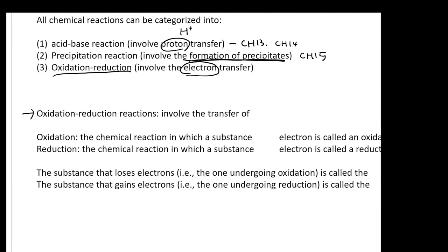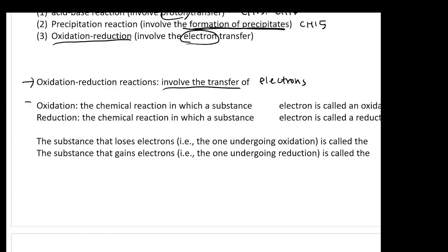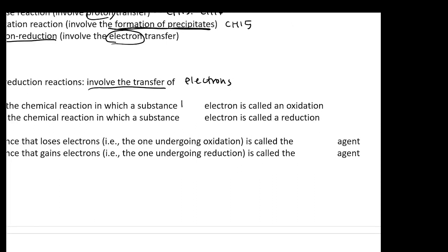So again, the redox reaction is the reaction that involves the transfer of electrons. In this chapter, every time we see equations, you will always need to see how the electrons flow from one species to another. We are going to get very familiar with the oxidation reaction. When you see the oxidation reaction, it means a chemical reaction in which a substance loses electrons. So that species, if it loses electrons, undergoes an oxidation reaction.